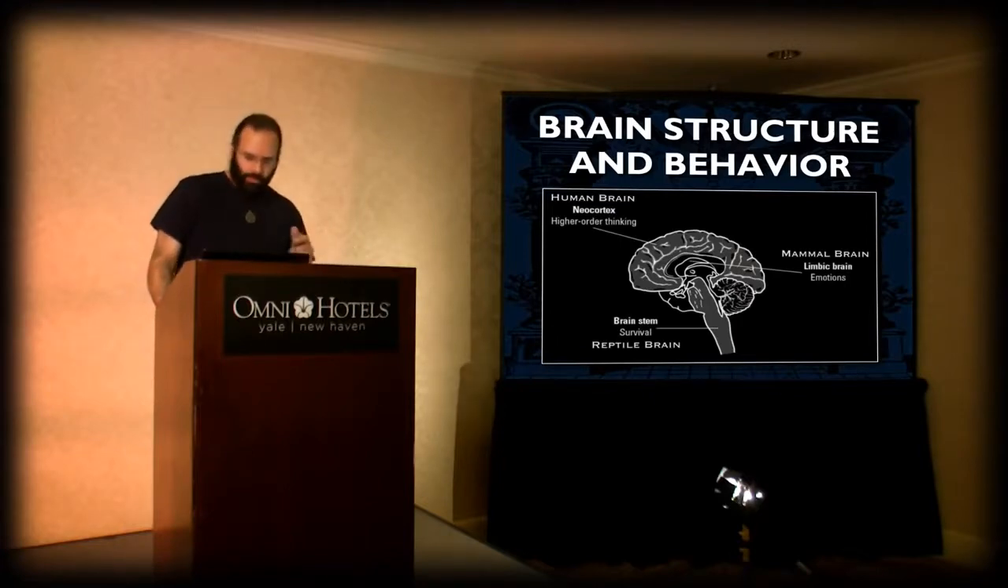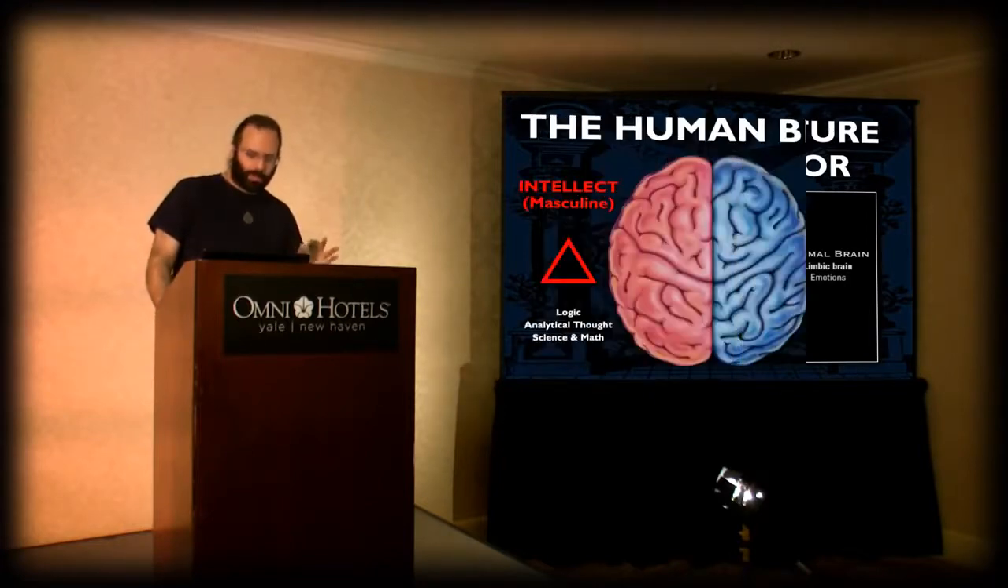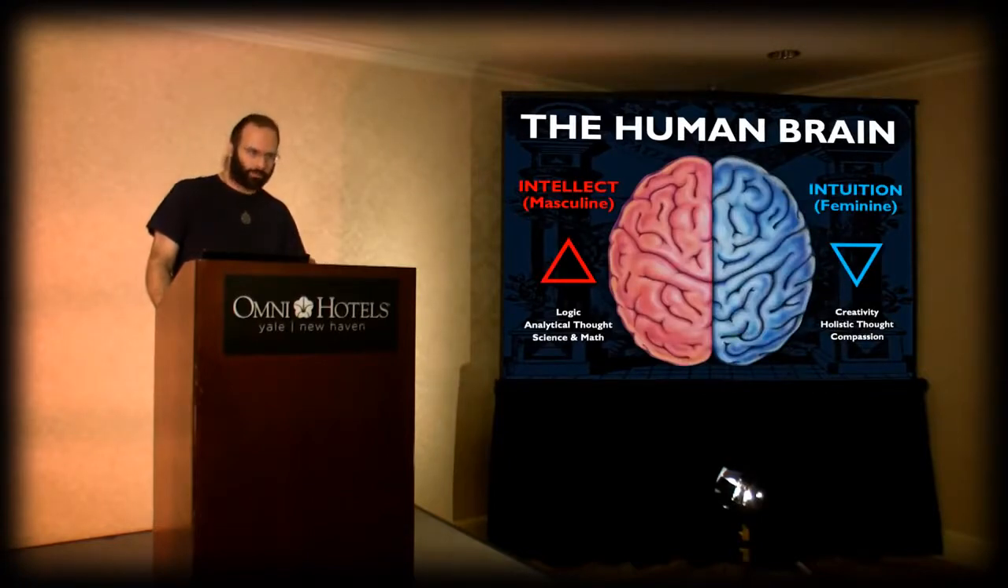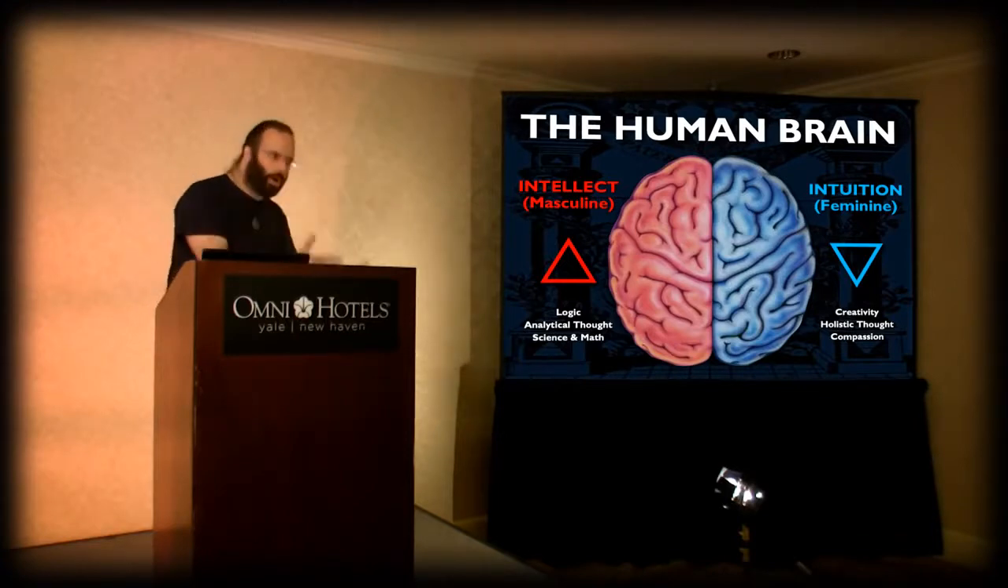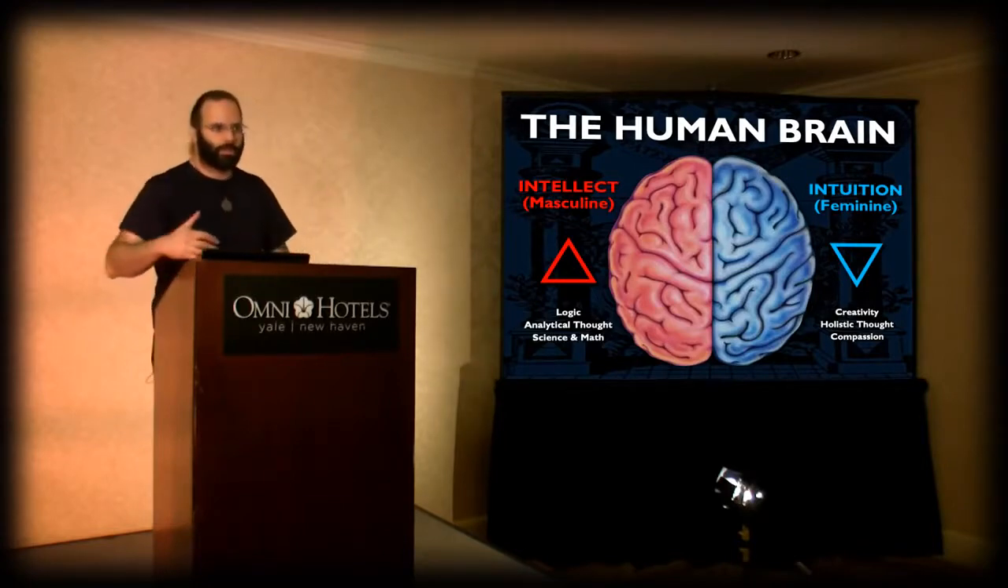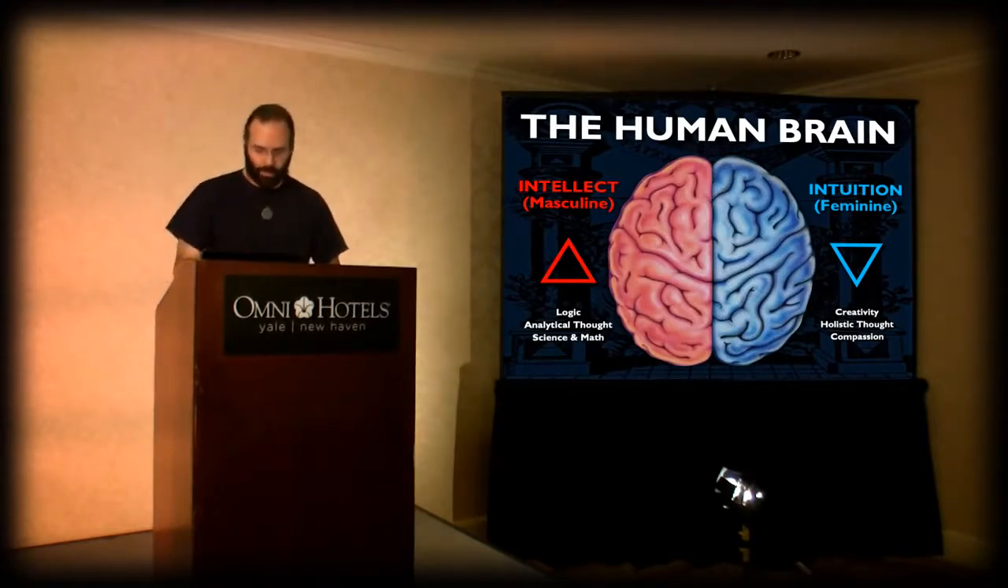Now, what you have to understand about the telencephalon, or the hemispheres of the brain, is that they're first of all bilaterally symmetrical, and they generally control different functions of thought. Now, I'm not telling you it's 100%. Neuroscience is more complicated than that, okay?